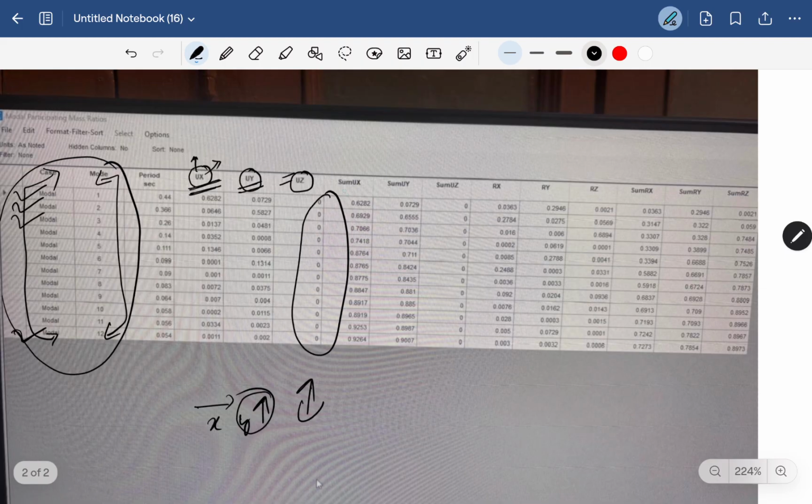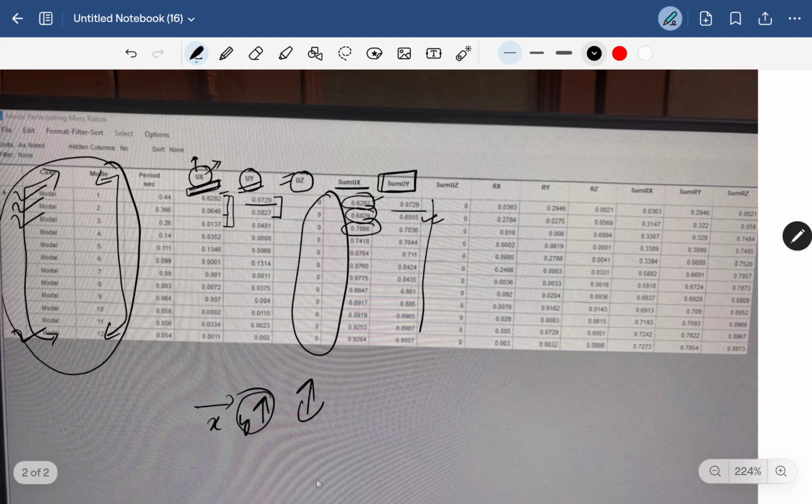What is sum of Ux? The sum of Ux is the sum of all Ux displacements in the x direction. It's given like this. This one Ux, this one Ux, this value is when we combine these three, like that. Sum of Uy is the summation of displacement in the y direction. See, this value is 0.0729. From where does this value come? When we add these, like that we will get it.